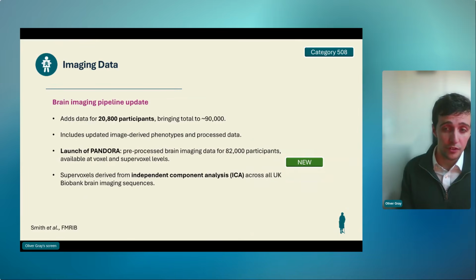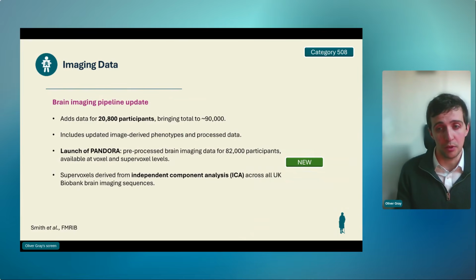In addition, for the first time, we're releasing the Pandora dataset. This dataset is available for 82,000 participants and provides pre-processed brain imaging data at the voxel and supervoxel levels. Again, I'll allow Steve the pleasure of describing this data for the first time and the wonderful new science that Pandora is enabling as well.